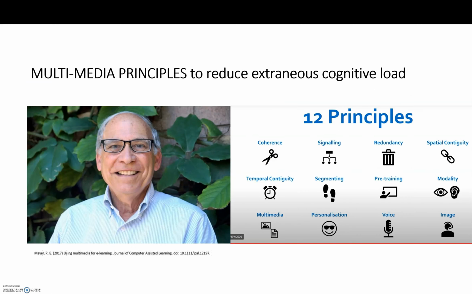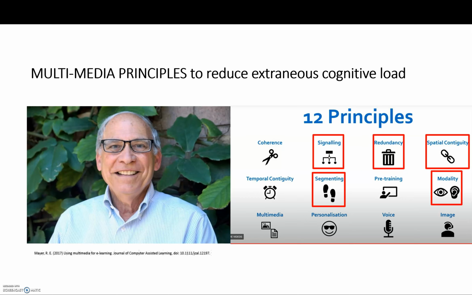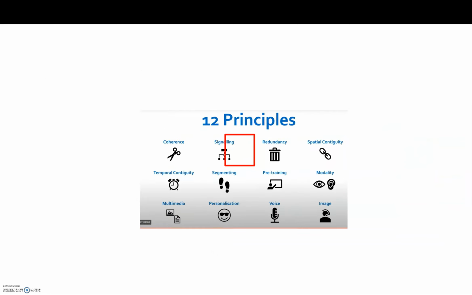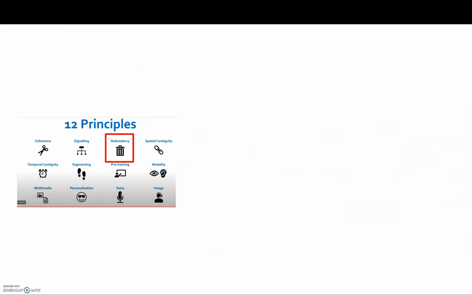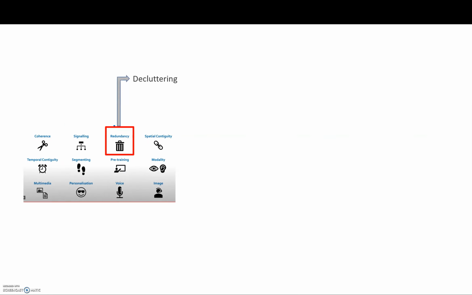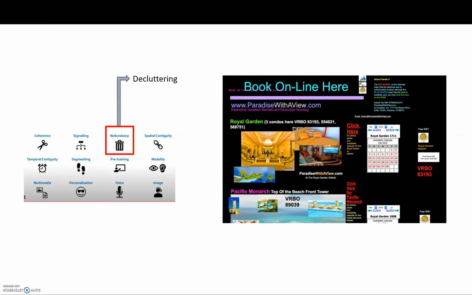Richard Meyer devised 12 principles of multimedia design based on cognitive load theory. Today, I'm going to talk about 5 of them. The first is redundancy, which is effectively about decluttering. This is an example of poor design because the viewer's attention is overloaded. They don't know where to focus.